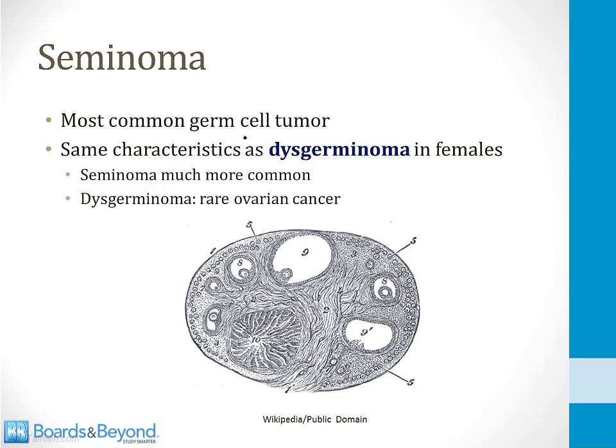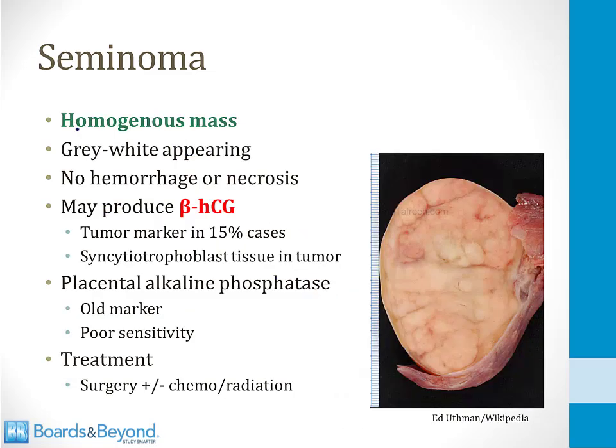Let's start by talking about seminomas, which are the most common germ cell tumor found in the testicles, and these are identical to the dysgerminoma tumors found in the ovaries in females. This is a big picture of an ovary on the screen here to remind you of that fact. The main difference clinically is that seminomas are much more common. They're the most common type of tumor in the testicles, whereas a dysgerminoma is a relatively rare type of ovarian cancer. On gross pathology, seminomas are a homogeneous mass that are gray-white appearing with no hemorrhage or necrosis.